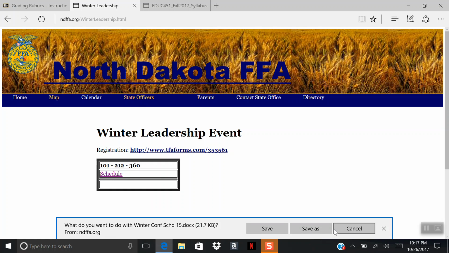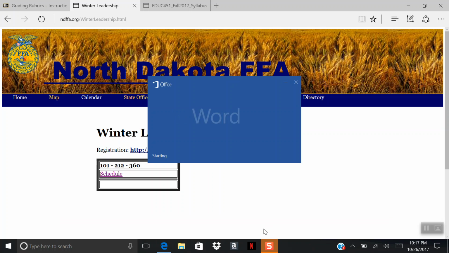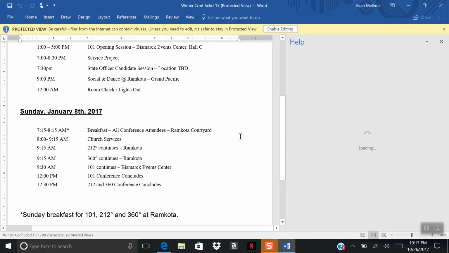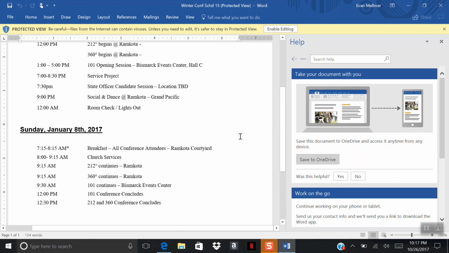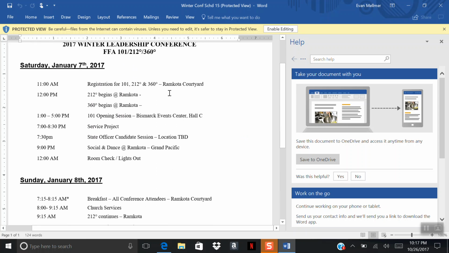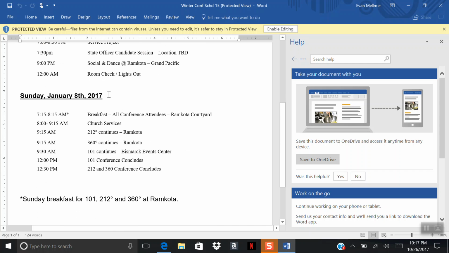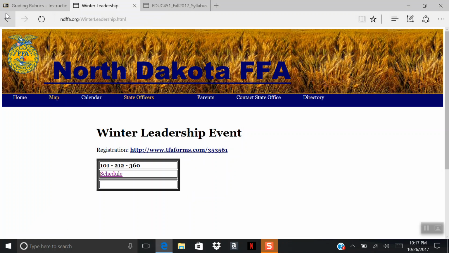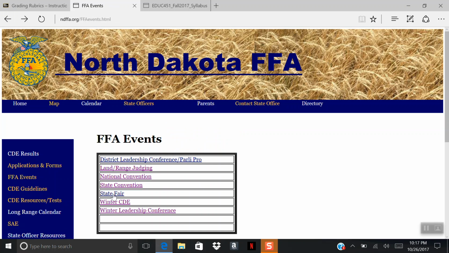We'll look at the schedule. This gives you a guideline of what would happen. It's a 2-day conference. And then you can see there's the 101, the 212, and the 360. This doesn't give you a whole lot of info on those, but we can go back to the site and start looking at what the 101, the 212, and the 360 are. That stuff should all be on here.